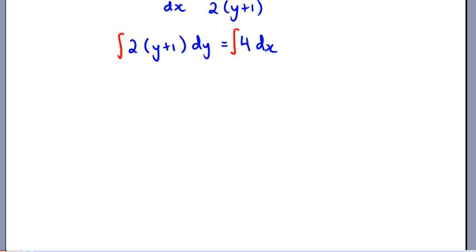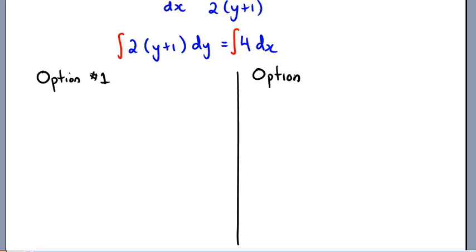So I'm going to split my page here and just show you 2 different ways that you could dive into this. Depending on what you notice, and how you want to attack it, you might find yourself doing this option, or you might find yourself doing this option. They both work, but they each have their own little challenge in the middle.